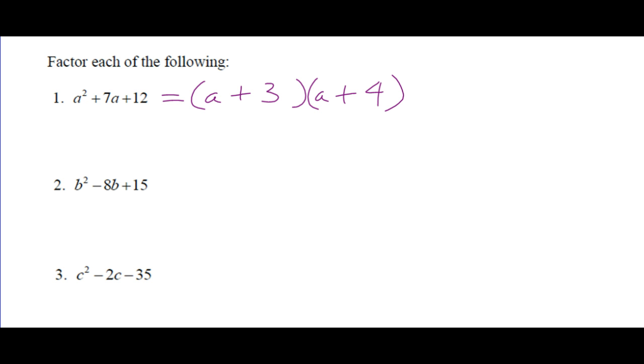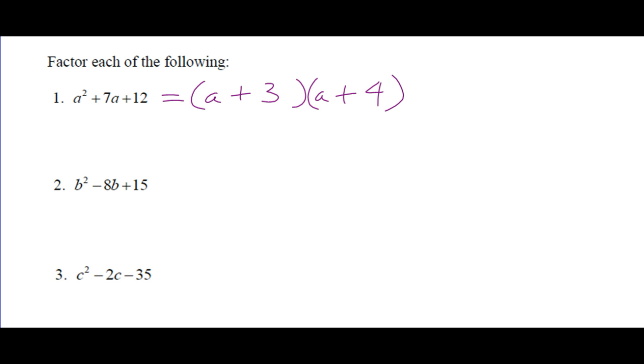Okay, a plus 3, a plus 4. Now, key point. Anytime you factor, take a moment, FOIL it back out, just quickly in your head. Okay, just go a squared plus 4a plus 3a is plus 7a plus 12.